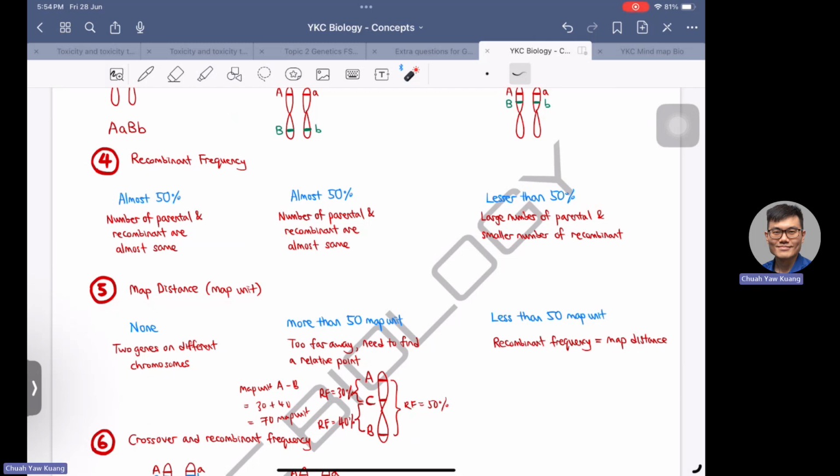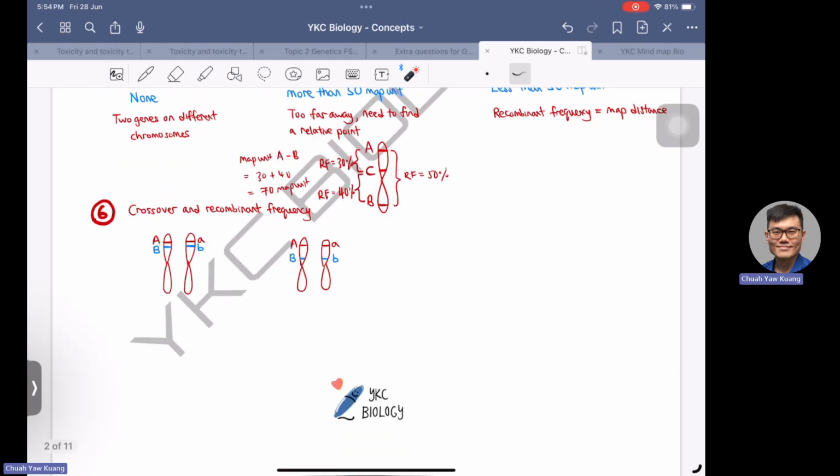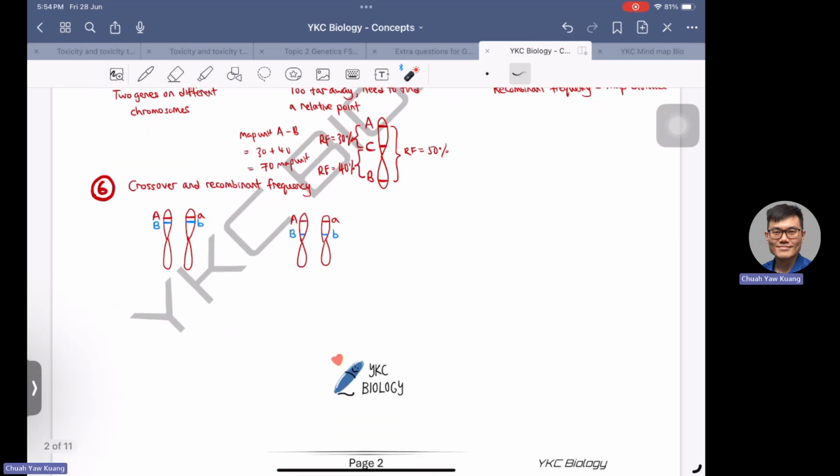And lastly, concept number 6, which is the last concept: crossover and recombinant frequency. It's a general relationship between the two. Crossover and recombinant frequency are related because of the distance between the two genes. Generally, what you need to know is that the distance between the two genes is important.